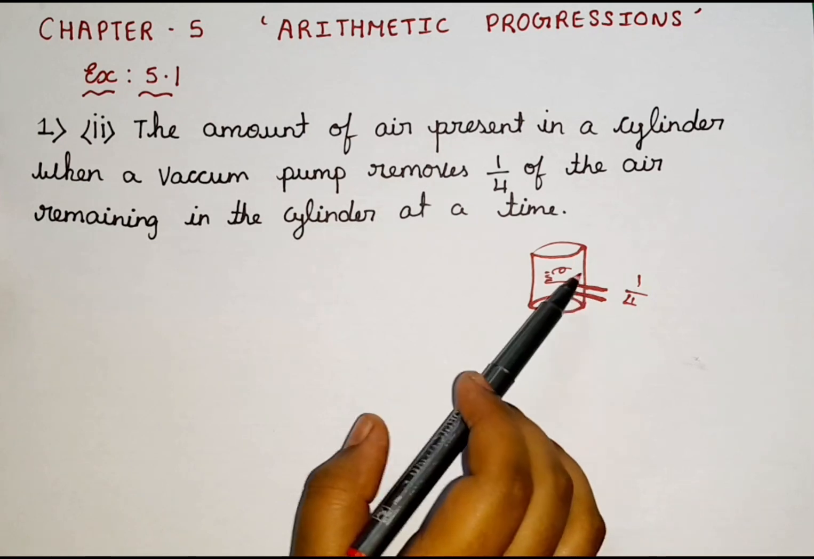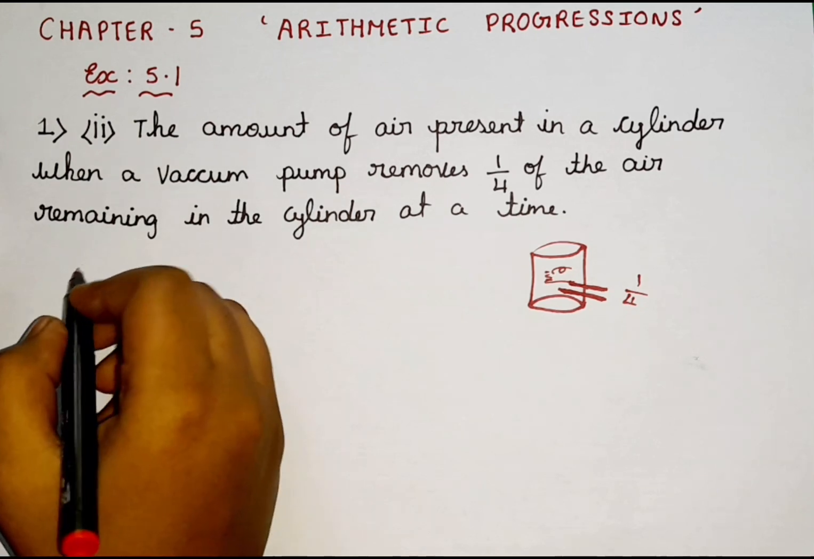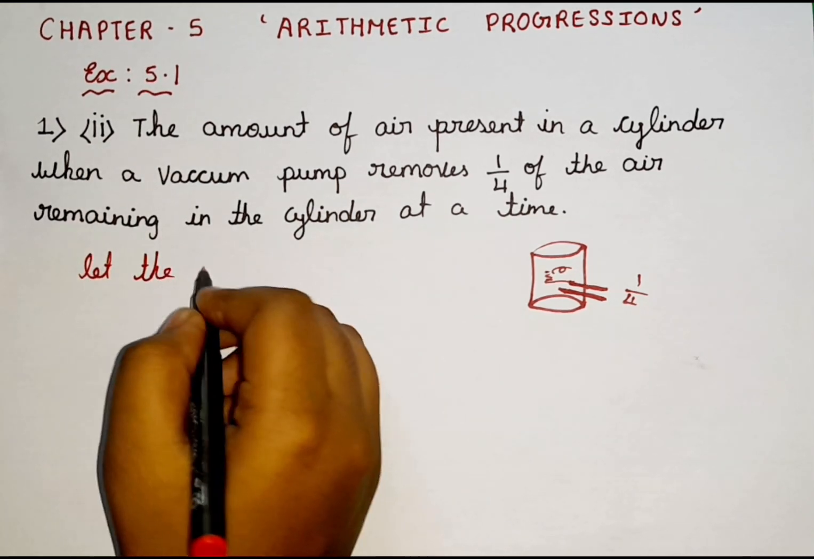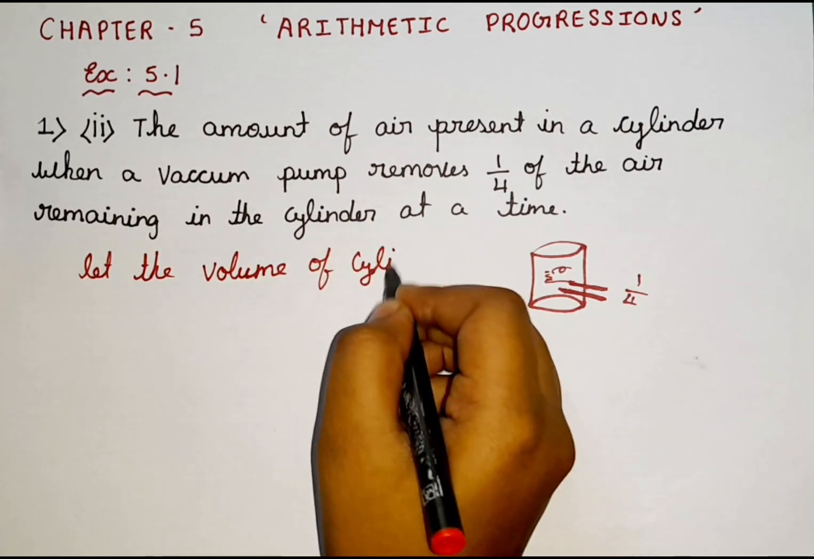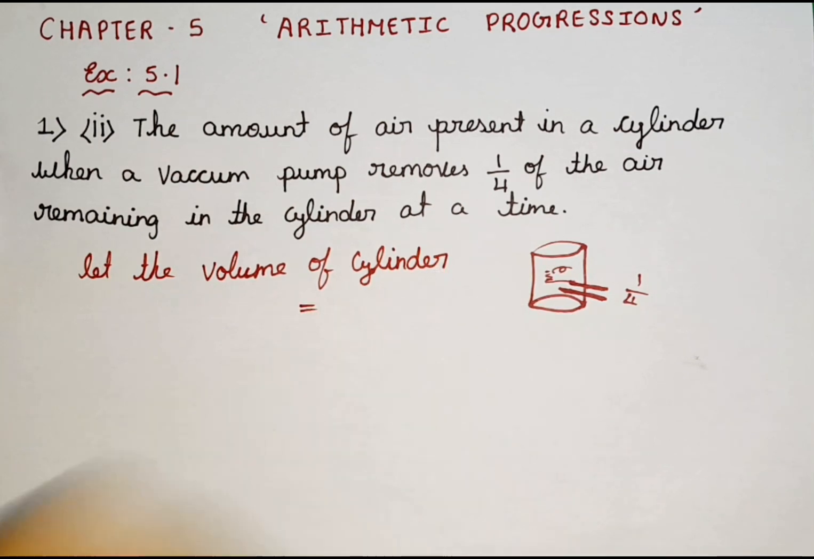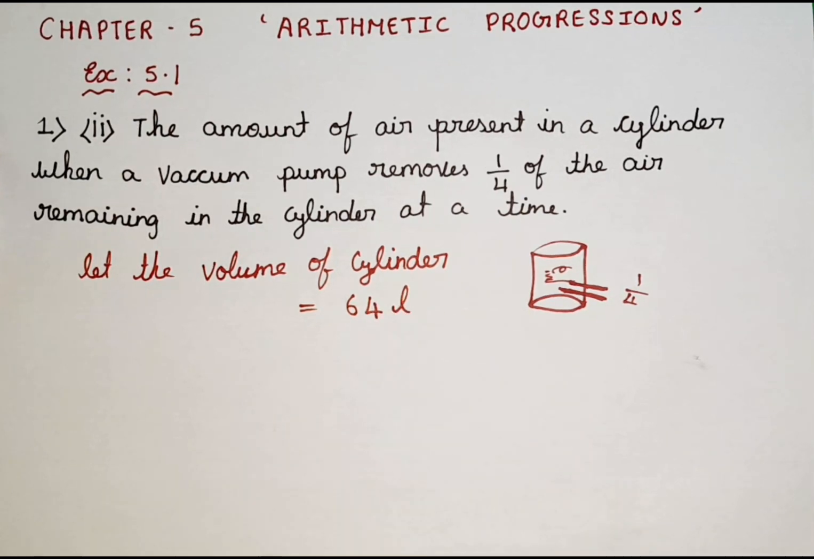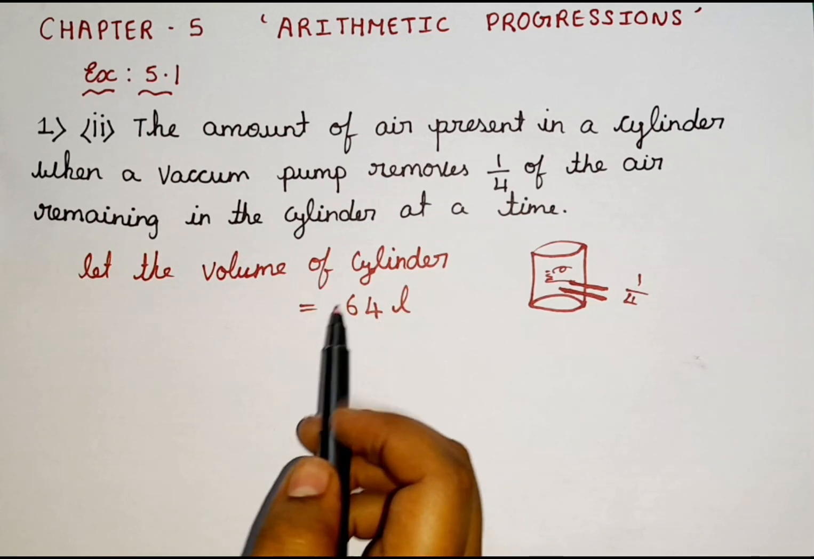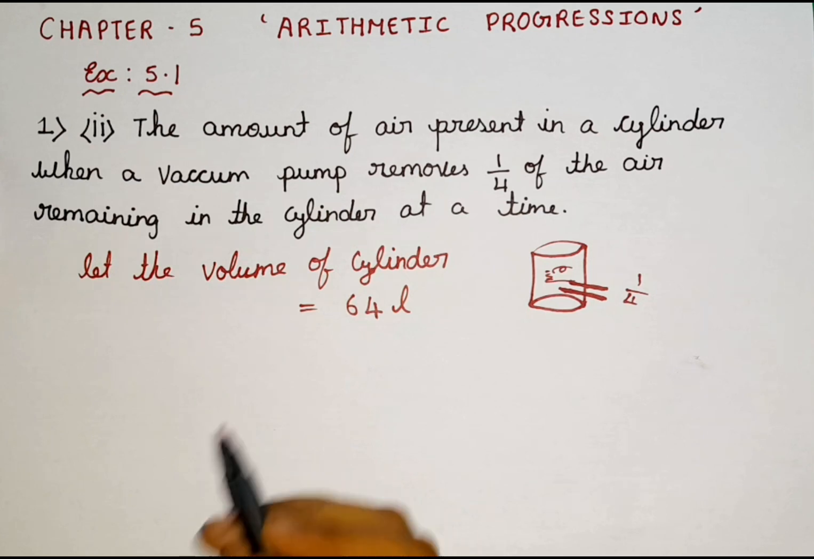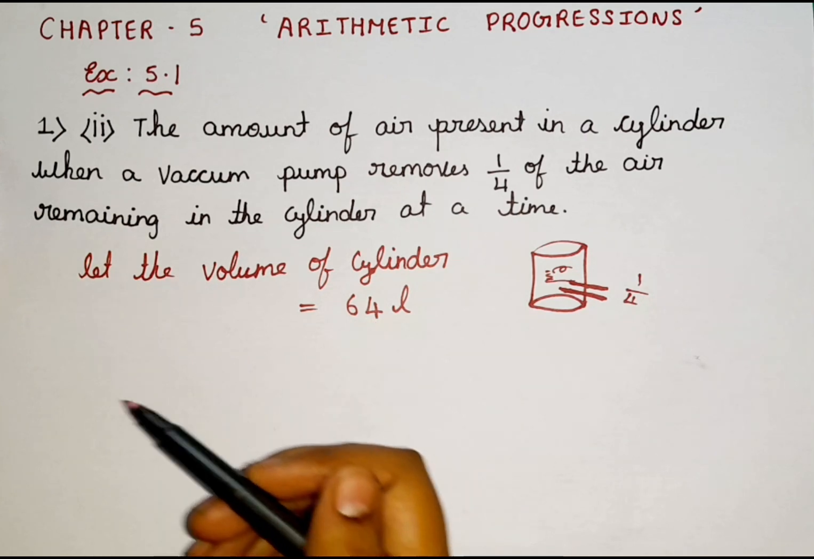Since they are talking about air present in the cylinder, we usually call it volume, isn't it? So let the volume of the cylinder be 64 L. Now you guys might be wondering, in the question they haven't mentioned 64 liter, isn't it? So guys, in this question we are supposed to assume a value. If you want you can just take x and c, but it is much better if you try with a number. So I just took a value, that is 64.